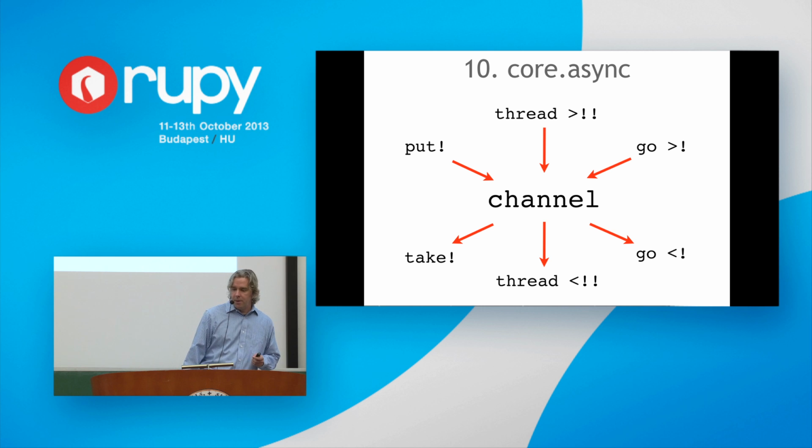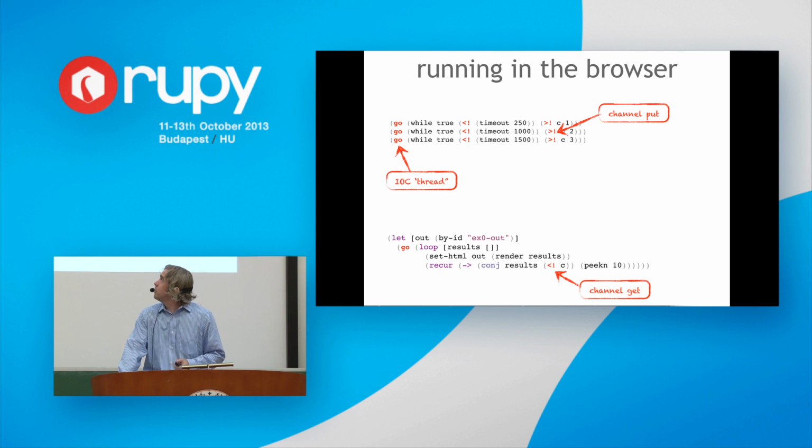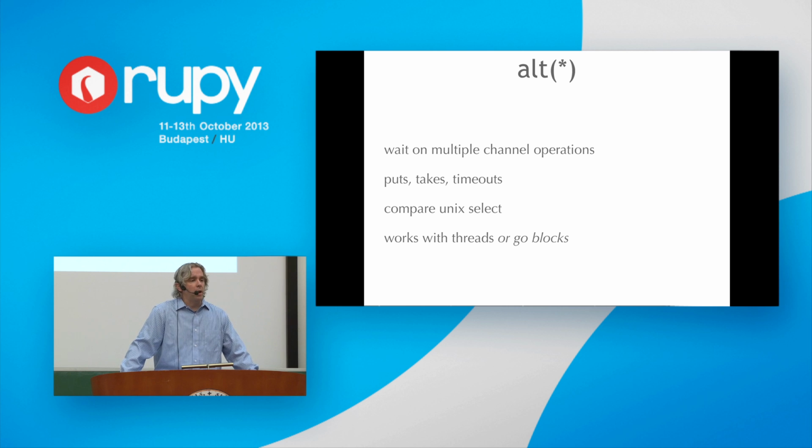And the 10th idea that I want to talk about is Clojure's core async. I already showed you this. I showed you running multiple threads in the browser, so I'm not going to show you that again. The only thing I'll mention briefly, as we are short on time, is that core async includes a function called alt. If you're a low-level Unix programmer and you know how select works, this is select on steroids as a library that runs anywhere. I'll say that again. It's select on steroids in a library that runs anywhere, including in the browser.